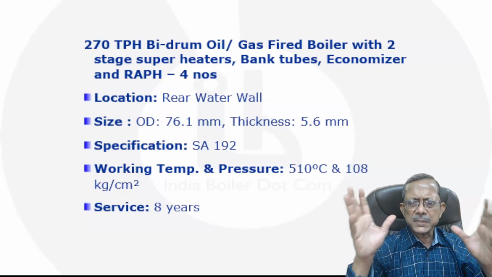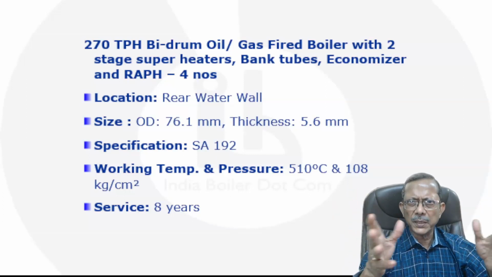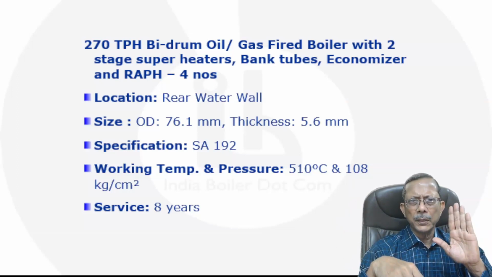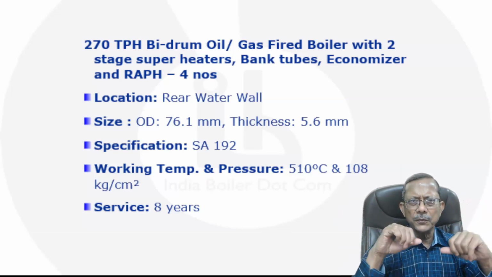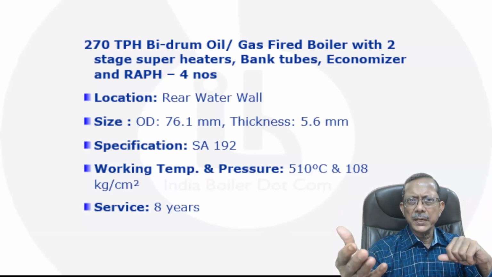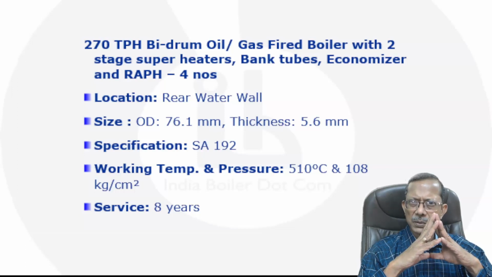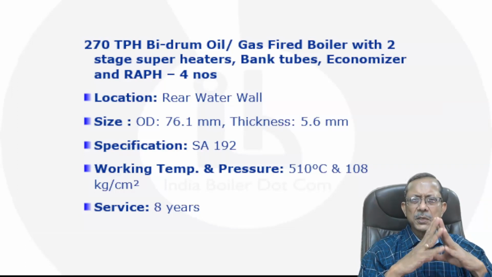Where has it taken place? It has taken place in the water walls. I told you it is typically a water wall problem. The rear water wall. It was a front wall fired boiler, the burners were located on the front wall, but on the rear water wall side, the problem occurred. The metallurgy, as you can see, is SA192, which is carbon steel. The pressure of the boiler was 108 kg per centimeter square, the superheated steam temperature was 510 degrees centigrade, and it was an 8 year old boiler.